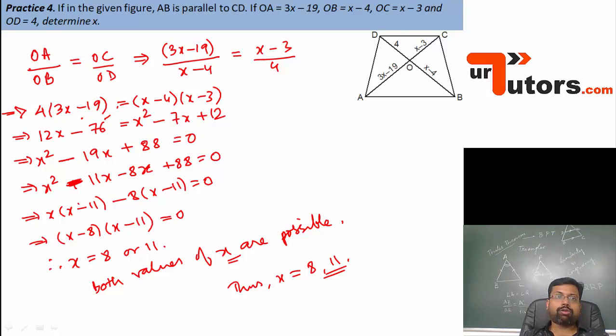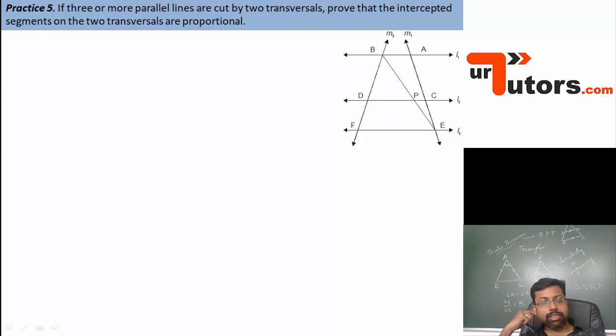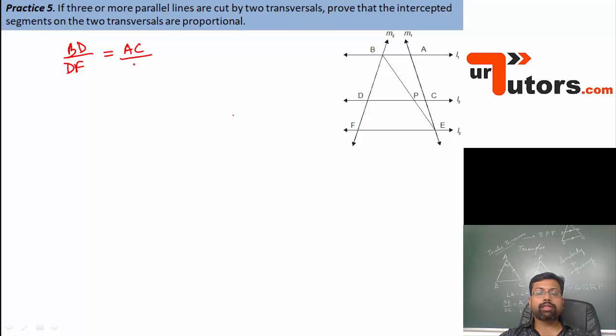Okay, now next question. The next question says, if there are three or more parallel lines cut by two transversals, prove that the intercepted segments of the two transversals are proportional. I'll solve this question for you, okay? Because I think we are nearing the end of the lecture, and probably by now not everybody would be following it as attentively. So what it says is, for three or more parallel lines, so I've taken three parallel lines, there are two transversals, and we have to prove that BD by DF will be equal to AC by CE.